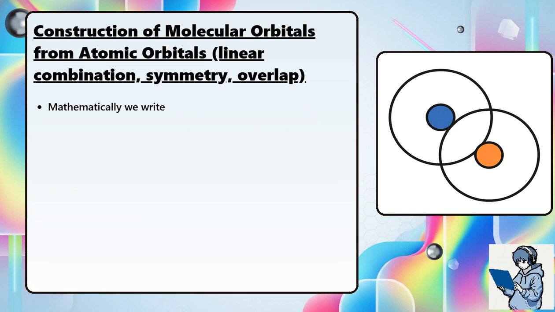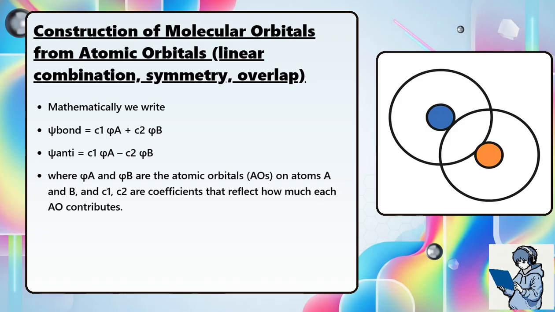Mathematically, we write psi bond equals C1 phi A plus C2 phi B. Psi anti equals C1 phi A minus C2 phi B, where phi A and phi B are the atomic orbitals (AOs) on atoms A and B, and C1, C2 are coefficients that reflect how much each AO contributes.